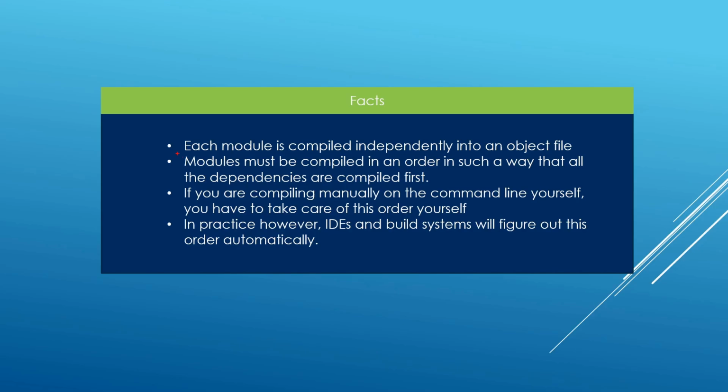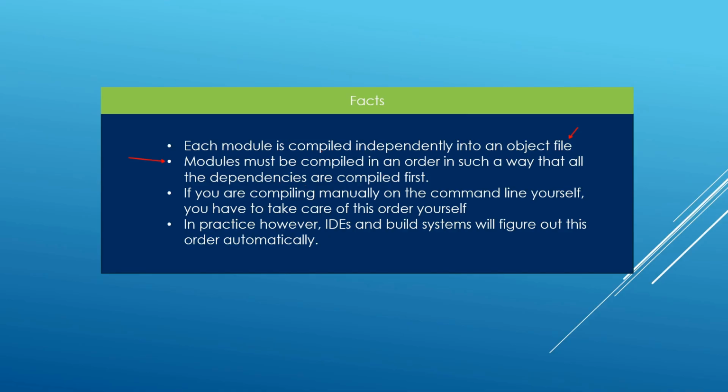Here are a few points I want you to keep in mind as we go forward. Each module is going to be compiled independently into an object file. So each module is a translation unit. And this is fairly different from what we are used to in old C++, where a header is really not a translation unit. Headers are included in the translation units. In C++20 modules, a module is a translation unit, and it is compiled independently.